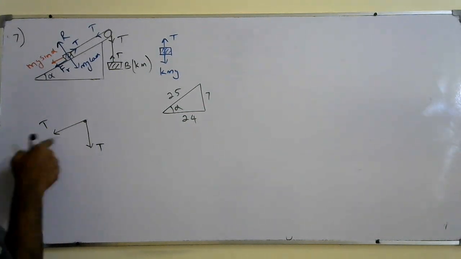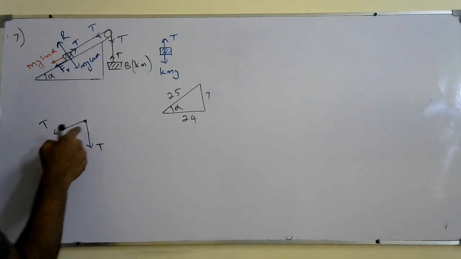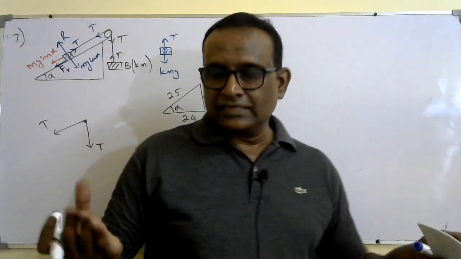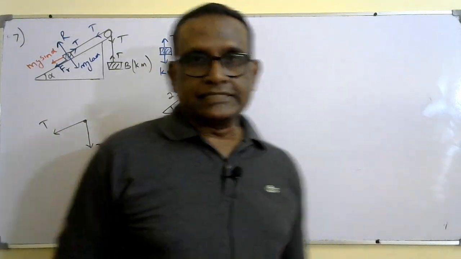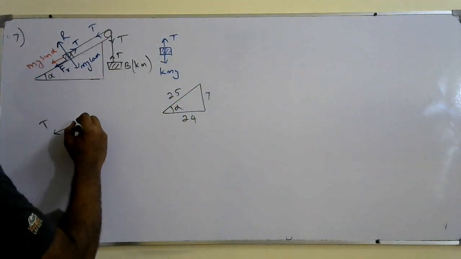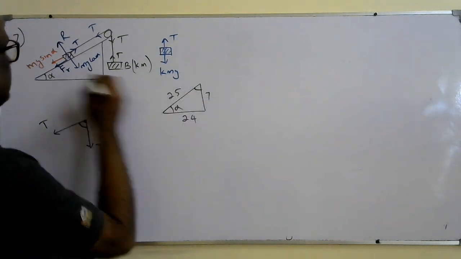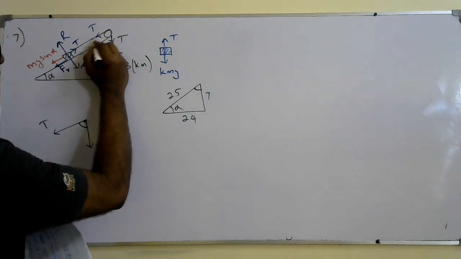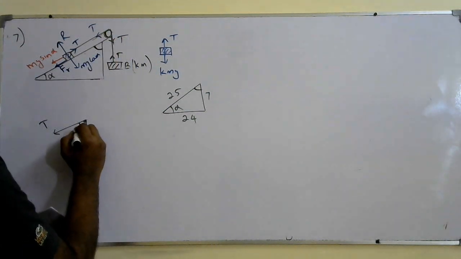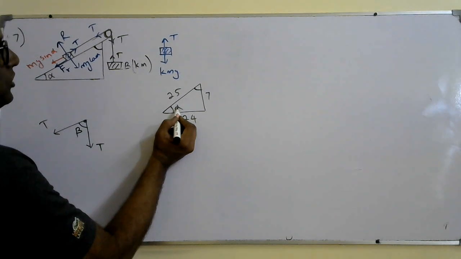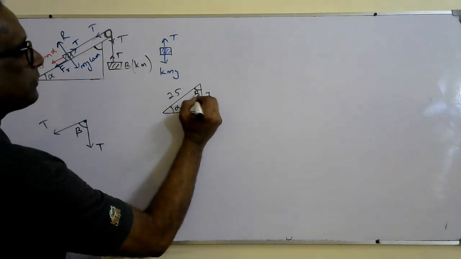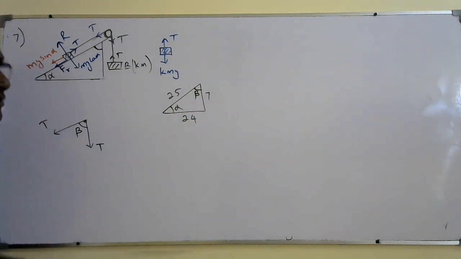So both are the same magnitude of force acting on the pulley. We can take a pulley like a negligible dimension. So the angle between these two forces is the same as this angle, which we can call beta. Alpha we know, so sine beta, cos beta, anything we can find.